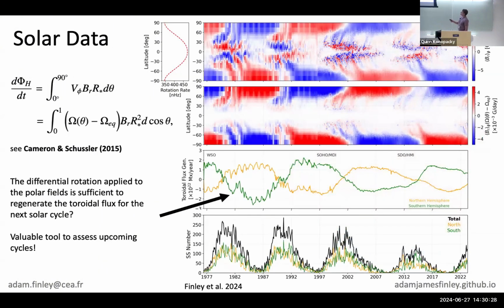So we have the magnetic butterfly diagram here, which is RB. RV is going to be the differential rotation of the sun, so I have the profile plotted there. We multiply these two things together to get our integrand that's going in here. And then if we just divide this plot in two and sum the contour in the north and the south, we can get our toroidal field generation as a function of time.